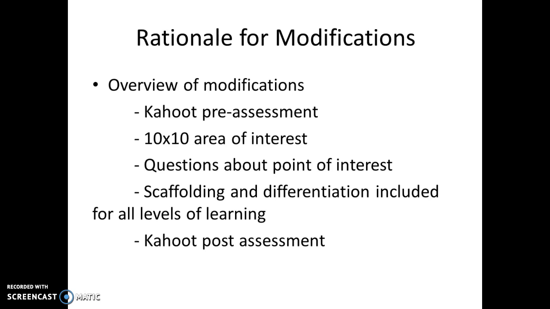And that goes right along with the questions about the point of interest, just letting them further talk about where they're interested and why they're interested in this topic, which would hopefully link that prior knowledge to what they're learning currently in the class. And then throughout the course, scaffolding and differentiation, including for all levels of learning, not just scaffolding and differentiating for ELLs and non-ELLs, but for students who want to be challenged and students who are maybe struggling with the material, providing differentiation for them as well. And then the Kahoot post-assessment, which we've already talked about here.